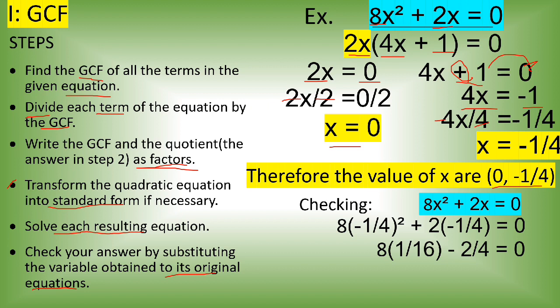And then, square muna natin ang negative 1/4. So, 8 times negative 1 times negative 1 is positive 1, all over 4 times 4 is 16. Next, 2 times negative 1/4 is equal to, so positive times negative, negative. 2 times 1 is 2, all over 4. Next, we have now 8 times 1 is 8 over 16 minus 2 over 4. After that, of course, 8 over 16 is equal to 1/2. Minus 2/4 is also 1/2. And 1/2 minus 1/2 is equal to 0. So 0 is equal to 0. So the answer is correct.